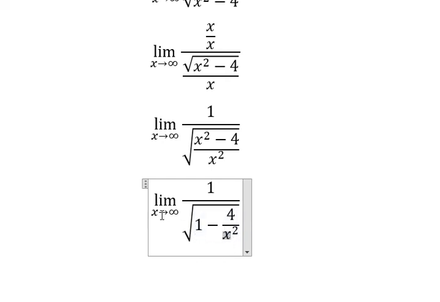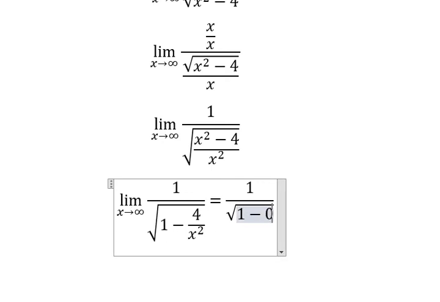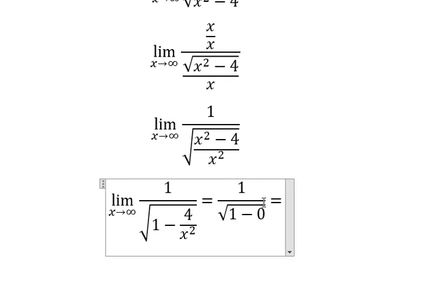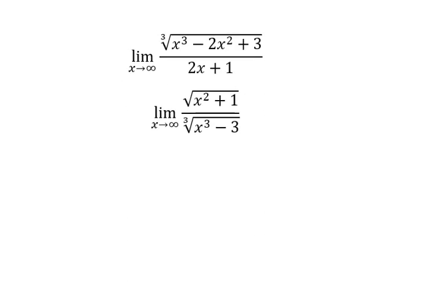This one, when s approaches positive infinity, 4 divided by positive infinity, you got about 0. And this one you got about number 1. And this is the answer for question number 1.